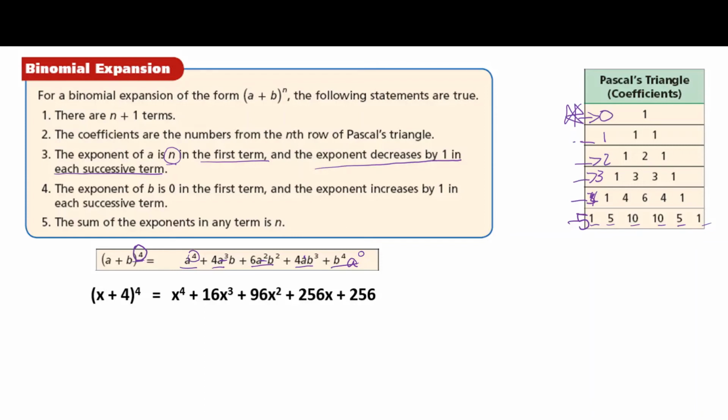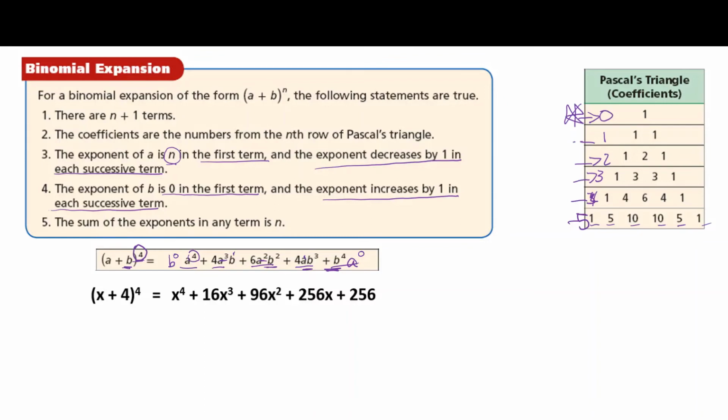All right, and then the exponent of b is 0 in the first term, and the exponent increases by 1 in each successive term. So here's our b, it's going to increase. So here in the first one it's b to the 0, which is an understood 1, b to the 1, b to the 2, b to the 3, and b to the 4. All right, and the sum of the exponents in any term is n.